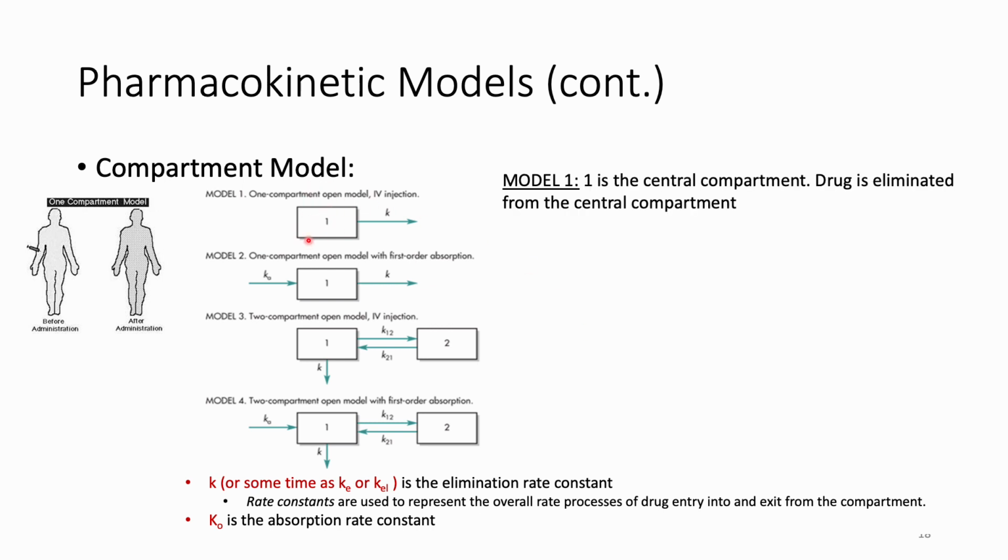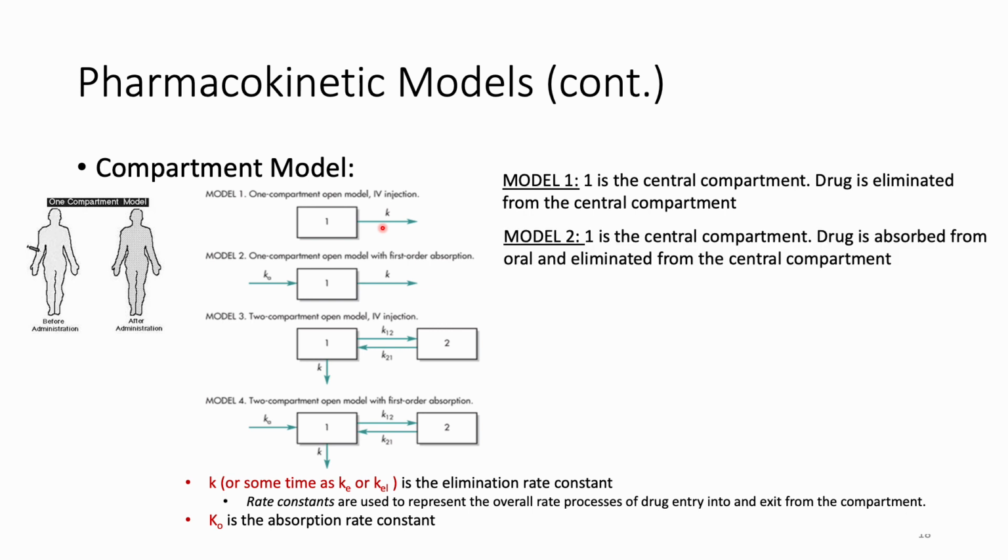In model 1, the drug is perfused and distributed quickly in the body, so the model is very simple. It's only one compartment, and this is an IV injection, so there's no step of oral administration or onset of action. The drug goes directly to the blood, the circulation system they call the central compartment, and later the drug is eliminated from the central compartment. The parameter to describe drug elimination out of the central compartment is K, the elimination rate constant.